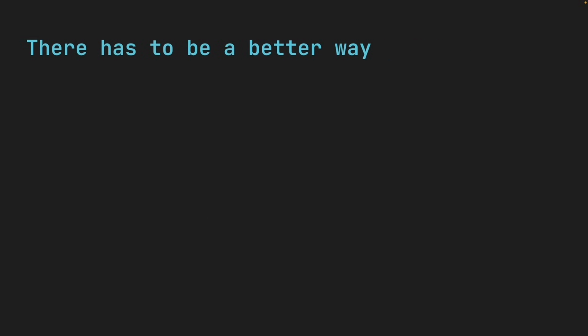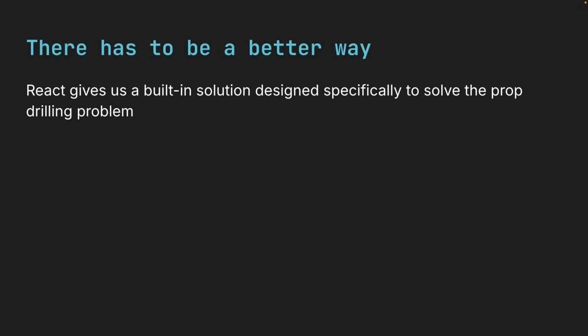There really has to be a better way to let components access shared data without dragging every component in the tree into the process. And the good news is that React gives us exactly that. It's a built-in solution designed specifically to solve this prop drilling problem. It's called context. And coming up next, we're going to look at what context is, how it actually works, and how it solves the prop drilling problem we just walked through.